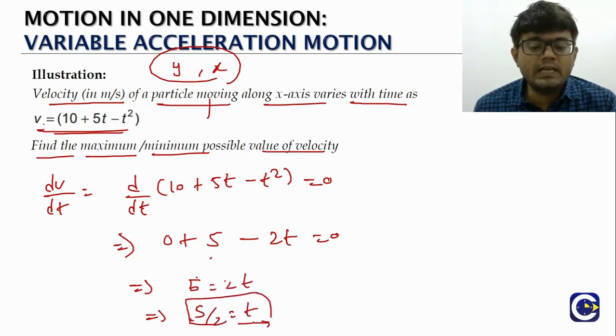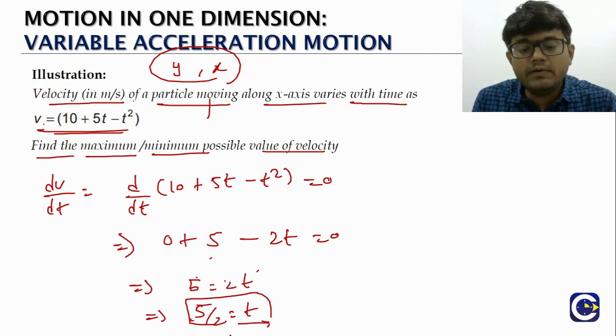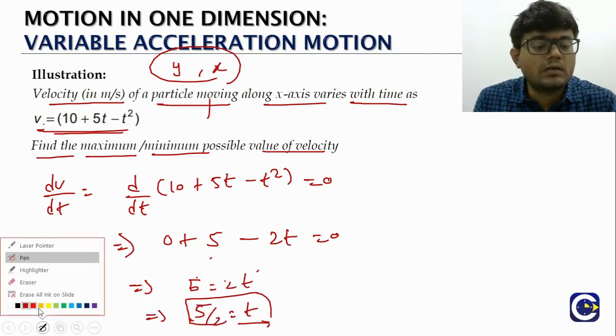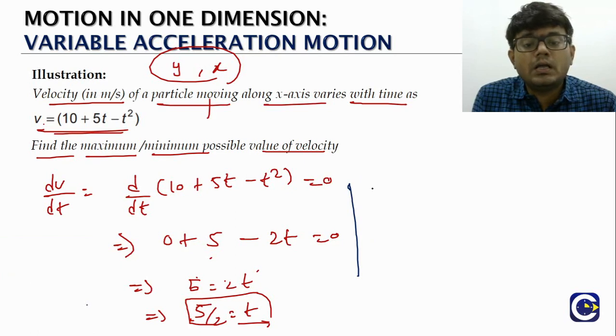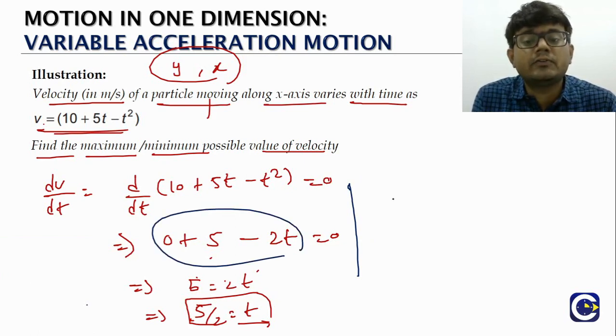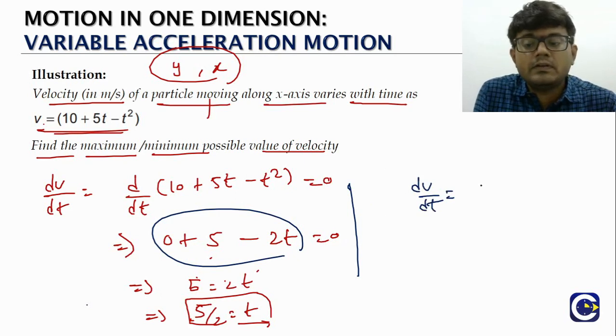So the derivative becomes equal to 0 when t is equal to 5 by 2. Now we also have to confirm whether this is the maximum or minimum. For that, look at the first derivative function. Before we equate it to 0, what do we have? 5 minus 2t, that is the first derivative.